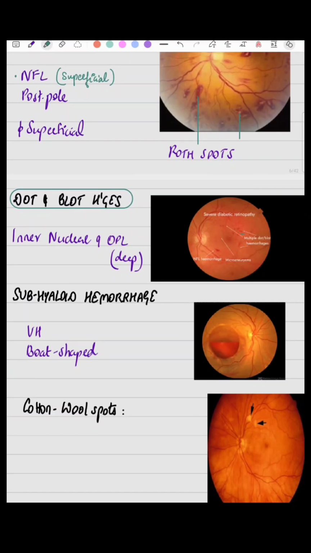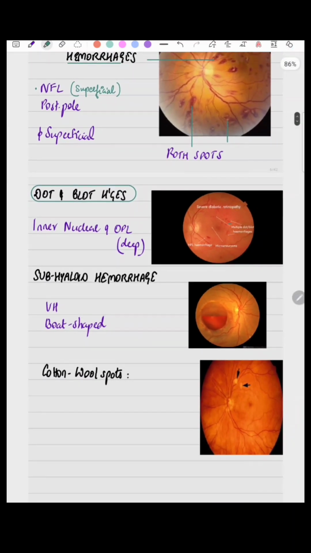It is commonly associated with conditions like diabetic retinopathy, then vein occlusions, or juxtafoveal retinal telangiectasia.